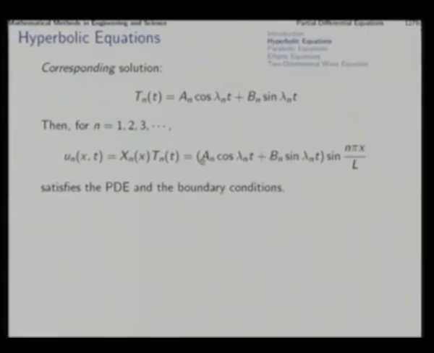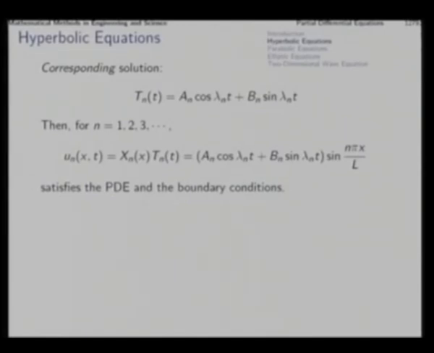Now, we know that this solution will satisfy the partial differential equation and boundary condition for every n, that is u1, u2, u3, which are correspondingly X1 T1, X2 T2, X3 T3. Each of them will satisfy the boundary conditions because of this kind of a factor, and they will solve the PDE also.